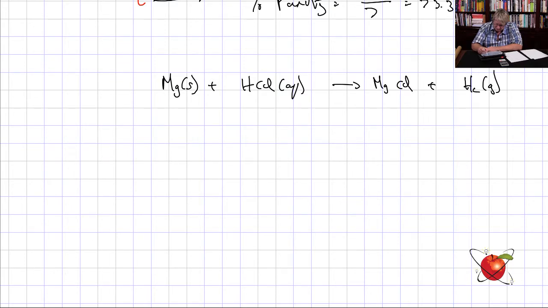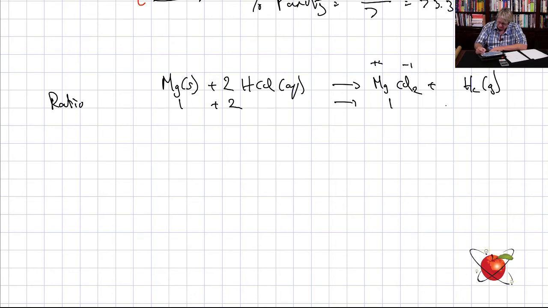Okay. Now we have to balance, but the MgCl. Cl has got a valency of -1, magnesium plus 2. Therefore, we need a 2 over there. To balance that, we've got that. And there we go. She's balanced. So let's have a look at the ratio here. The ratio is 1 mole to 2 moles gives me 1 mole plus 1 mole. Correct?